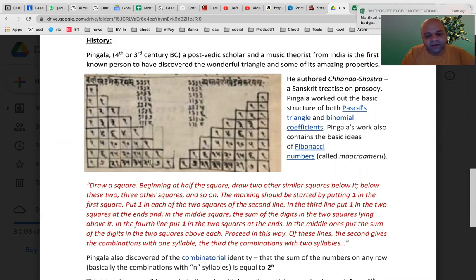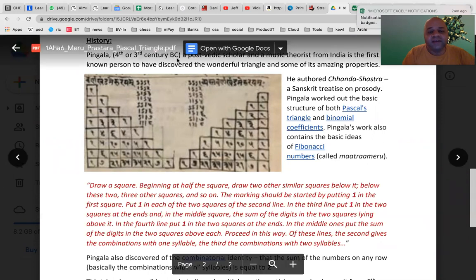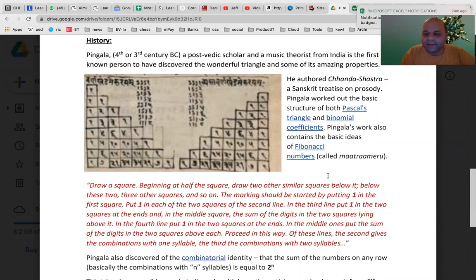Then 35, 21, 7, 1, right? So he found this in the Chanda Shastra. He has written this out in a grantha, or a book, called Chanda Shastra. Chanda, you know, right? Chanda is music, meaning the pattern of music. So he was writing this book, and he worked out the basic structure of Pascal's triangle.